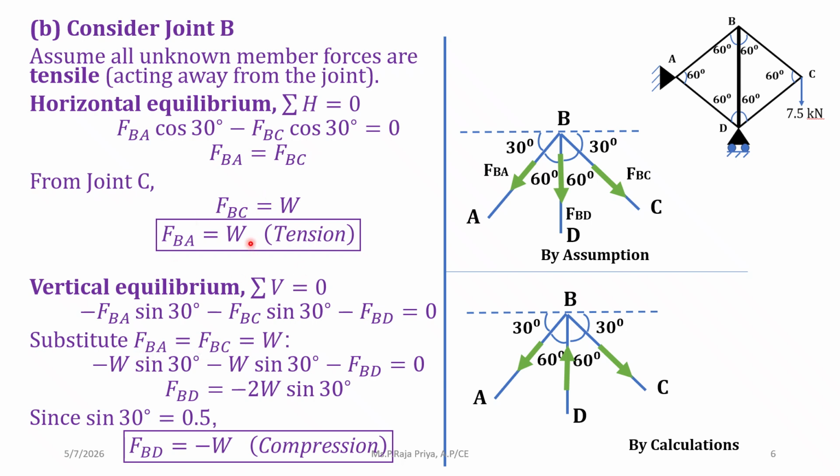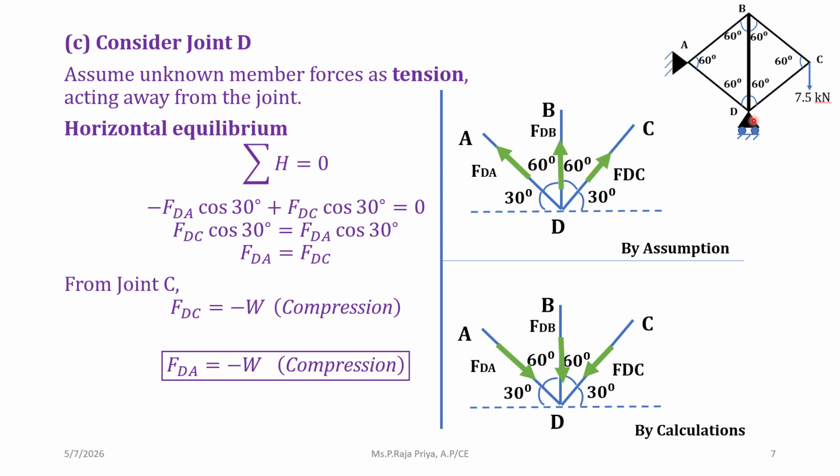Substitute the values whatever we have found out earlier in this, and after substituting, we are finding that FBD is minus 2W sin 30. Substituting for sin 30 as 0.5, FBD is minus W, which is compression. This is for understanding purpose. You can draw the diagram of what we have assumed as well as what we have got by calculation.